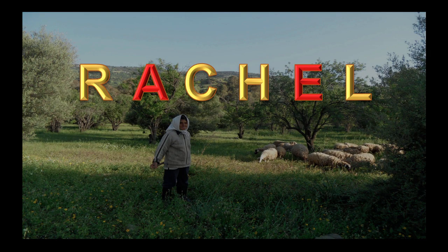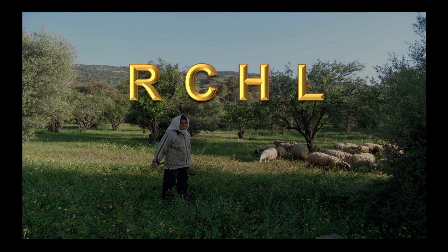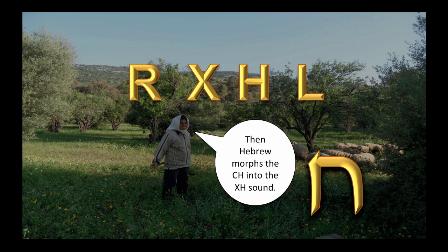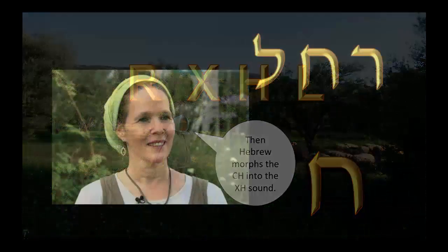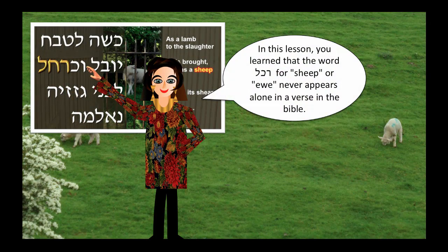I hope you enjoyed that Hebrew morph on the name of Rachel. As you saw, the Hebrew morph morphed out each one of the vowels in Rachel's name, and so we're just left with the consonants. And you also saw how the Hebrew morphs the CH into the Ch sound. And we have Rachel, which I like that name, as you can imagine.